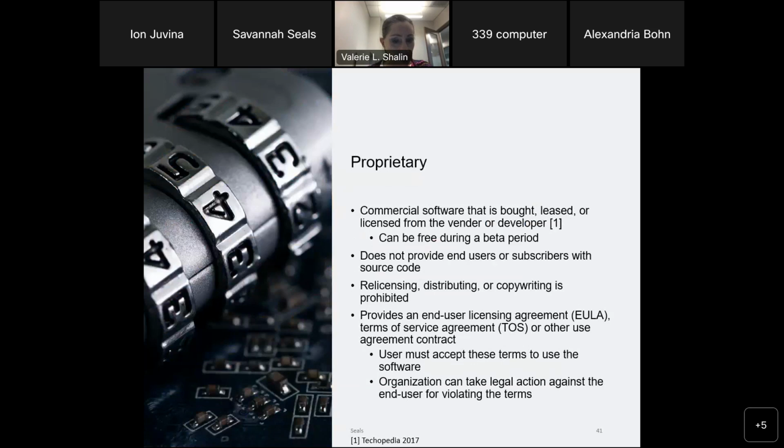They can't be specific to a product, etc. Proprietary software is commercial software that is bought, leased, or licensed from a vendor or developer, and it can be free during a beta period. And this is what ChatGPT is. You may have seen a lot of people claiming that ChatGPT is open source because you can currently create a free account and play with it. It's not actually open source, and it will not be free long term. It does not provide end users or subscribers with source code. You cannot relicense, distribute, or copyright it. They provide an end user licensing agreement or terms of service or some other similar document that tells you what you can do with the software. And then the organization can take legal action against you for violating those terms.